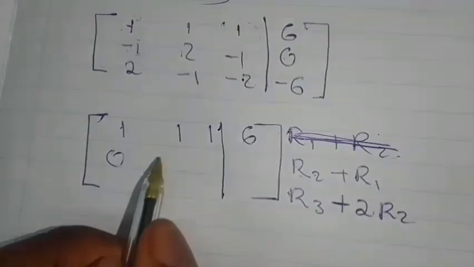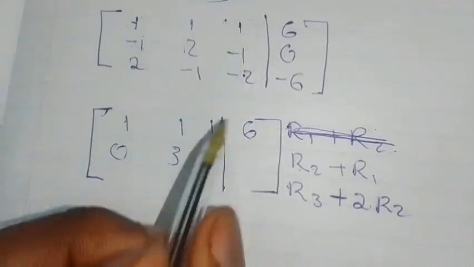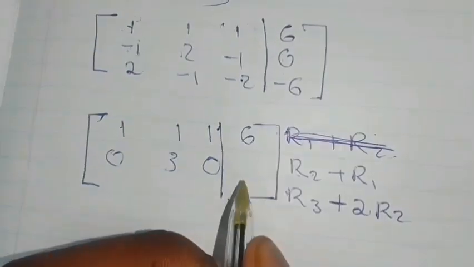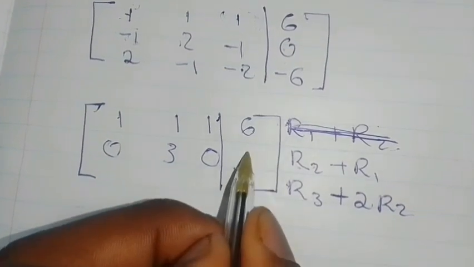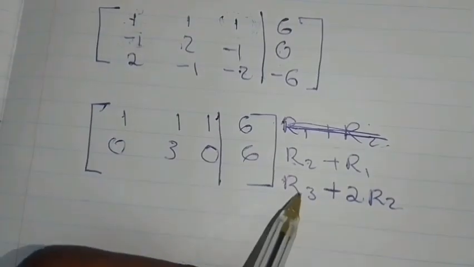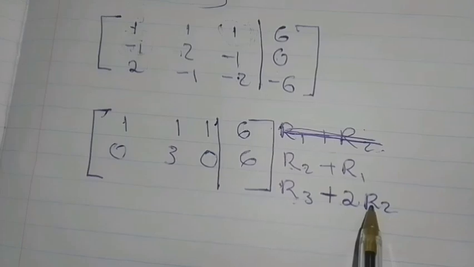So minus 1 plus 1, that's going to give us 0. 2 plus 1, that's going to give us 3. And minus 1 plus 1, that's going to give us 0. 0 plus 6, that's going to give us 6. And then row 3, we're replacing row 3 with row 3 plus 2 row 1.